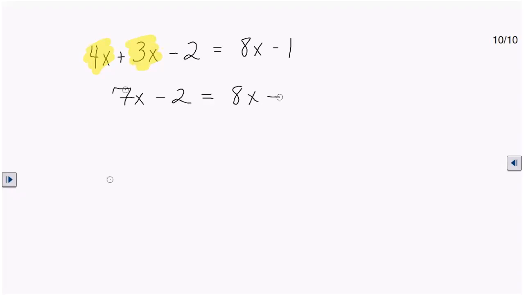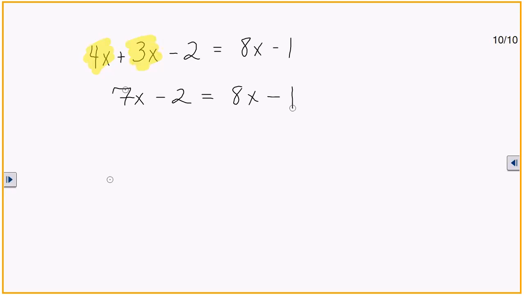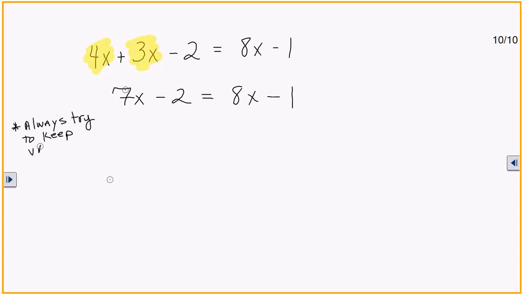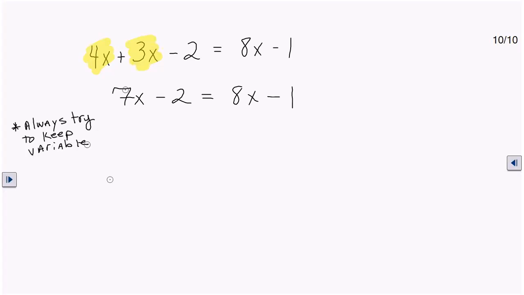8x minus 1. Now, at this point, I do things a little bit differently than other teachers. What do you mean, Hubert? I tell students it's nice to keep the variable positive. And 90% of the time, you can do that. So I put right here, for my students, always try to keep the variable positive by moving the smallest bucket.